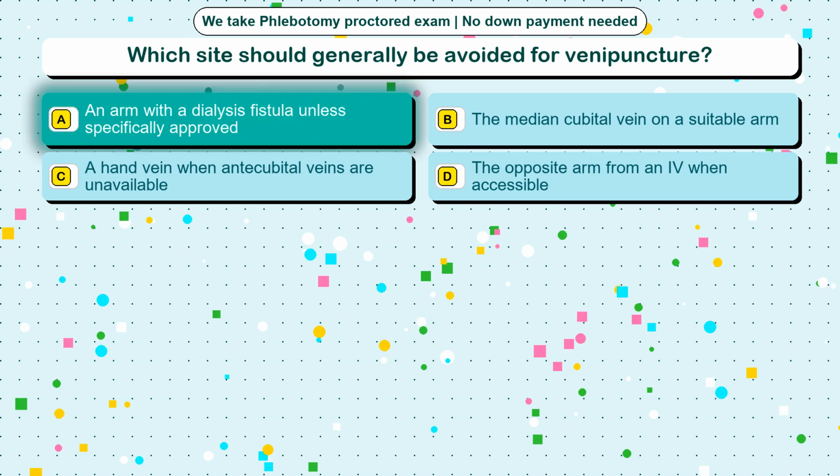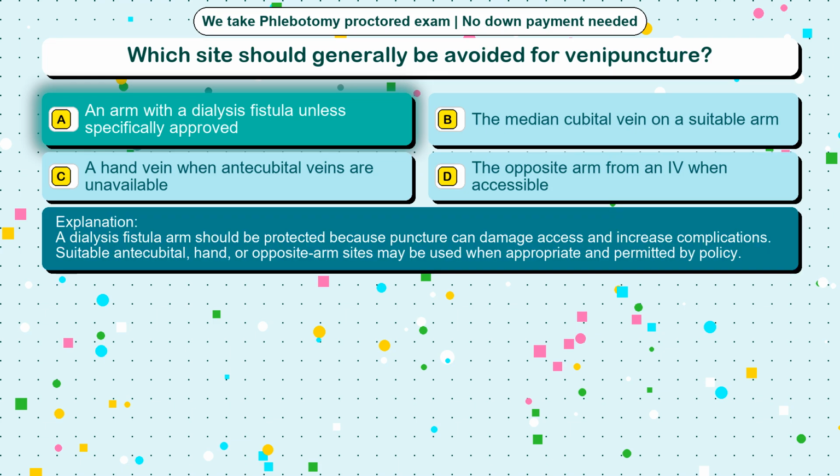The correct answer is option A. An arm with a dialysis fistula unless specifically approved. A dialysis fistula arm should be protected because puncture can damage access and increase complications. Suitable antecubital, hand, or opposite arm sites may be used when appropriate and permitted by policy.